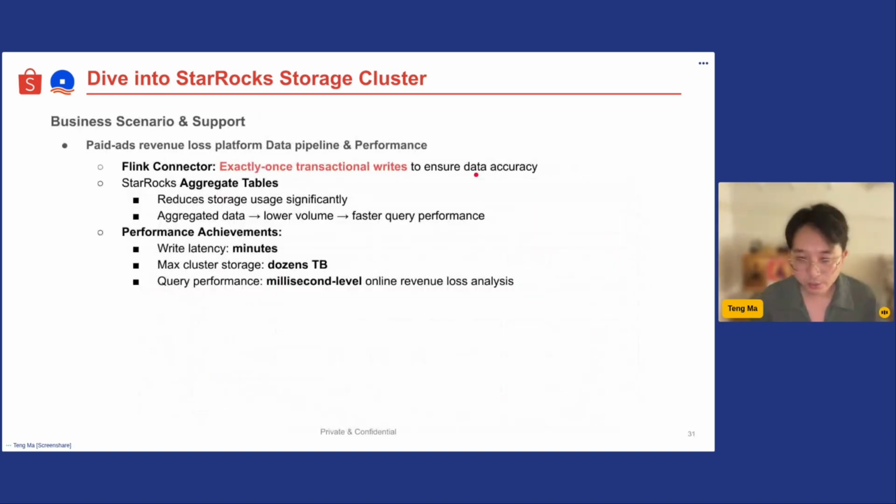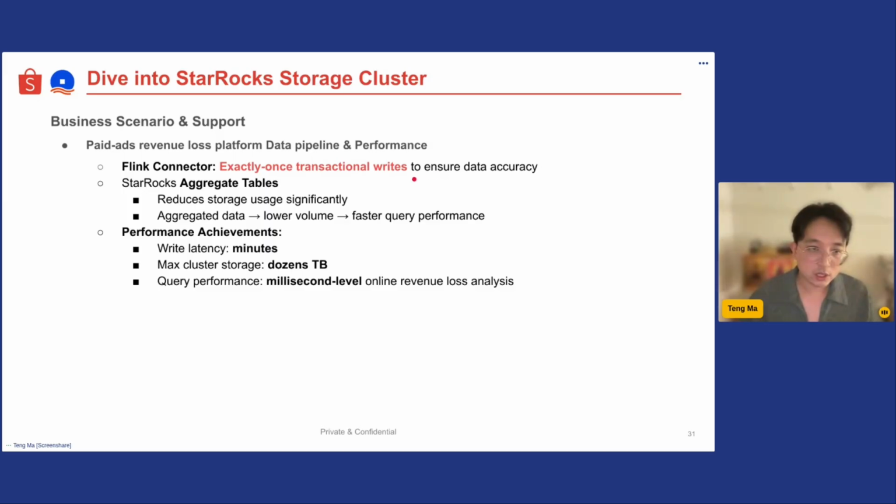And because they need to do analytics related to financials and the budget, data accuracy is very important. So users use the Flink connector with exactly-once transactional writes. It is very important, and it is also a very special part for an AP database. Most AP databases cannot support transactional writes.